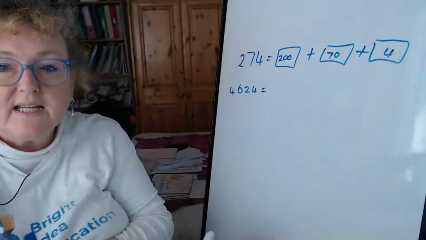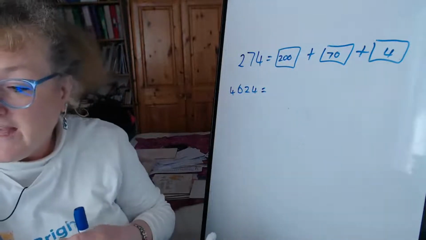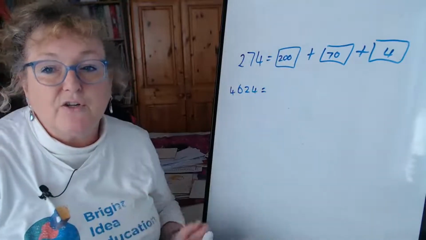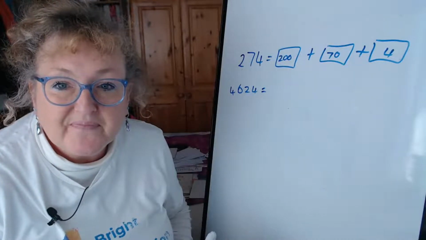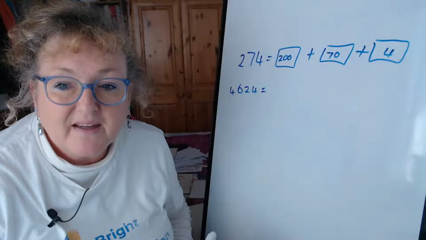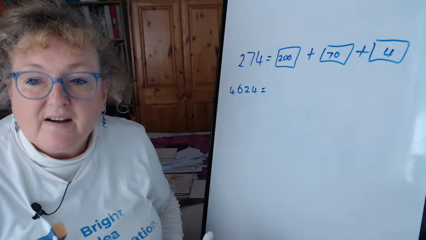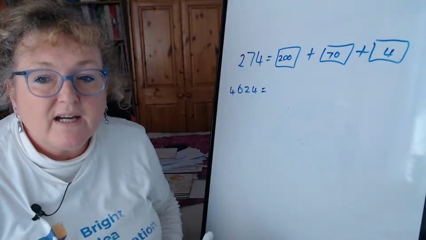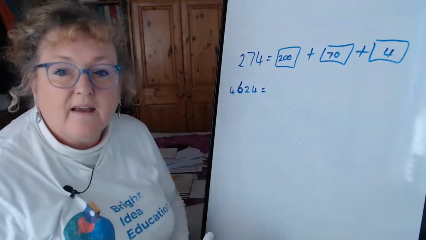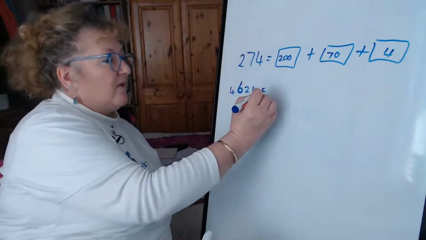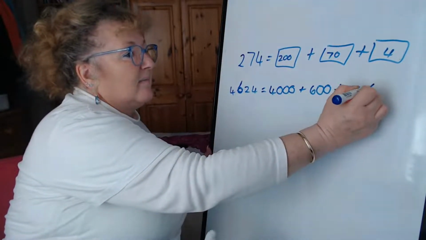4,624. Can you show me that as an expanded equation, please? Oh, somebody's missed out the 600. 4,600. Let me just make sure you can see that that's a 600. So that's a 6. Okay. So we've got 4,000 plus 600 plus 20 plus 4.